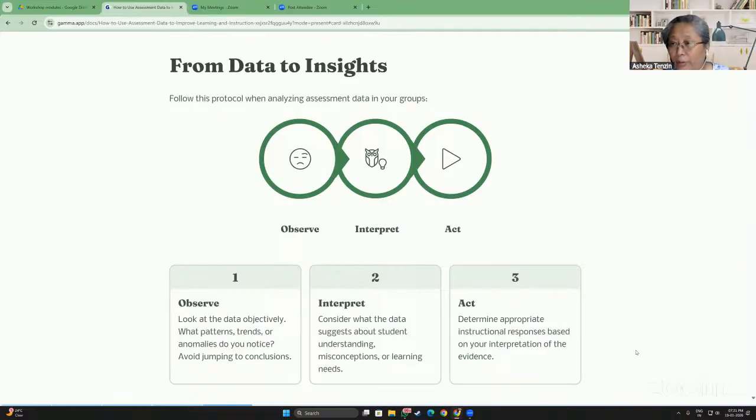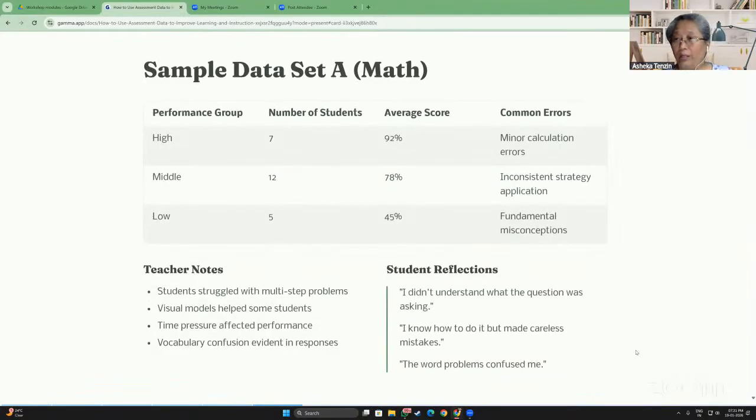Avoid jumping to conclusions. Then second step, you will interpret that data. You will see what the data is telling, and what are the learning needs of your students. And then based on that evidence, you are going to determine appropriate strategies to reteach, instead of the things that you have already taught. All right, so now is the time where we are going to put ourselves into groups, or we can have a discussion together. That should not be a problem.